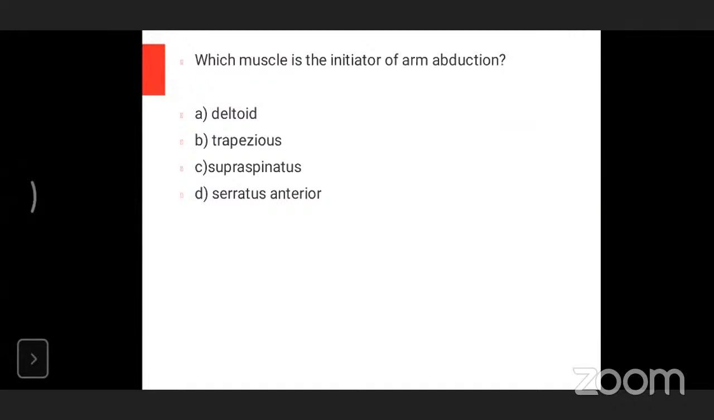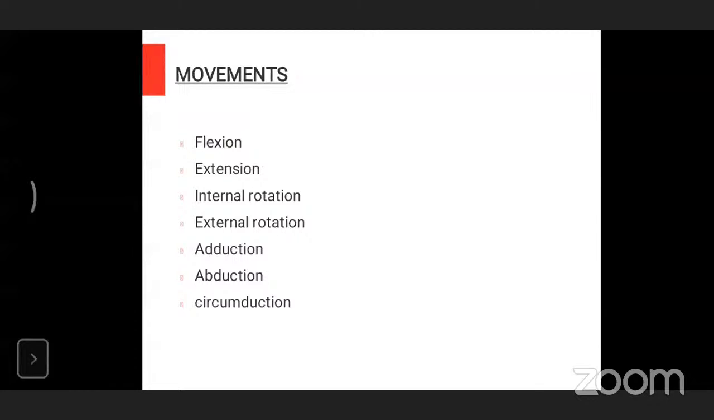So, which muscle is the initiator of arm abduction? The options are deltoid, trapezius, supraspinatus, serratus anterior. Does anybody know the answer? Supraspinatus. Yes, that's the correct answer.